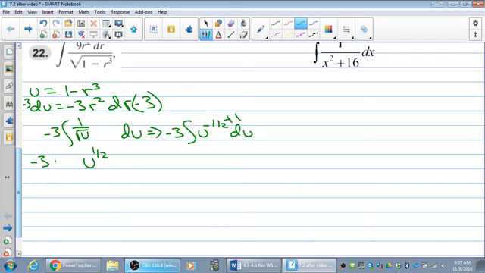But if I took the derivative of this, I'd have 1/2 out in front. I don't have 1/2 out here. So we got to get rid of that 1/2 by including that 2, then plus c. So the answer is negative 6 square root of u, which is 1 minus r to the third plus c. Questions on that one? Go ahead.